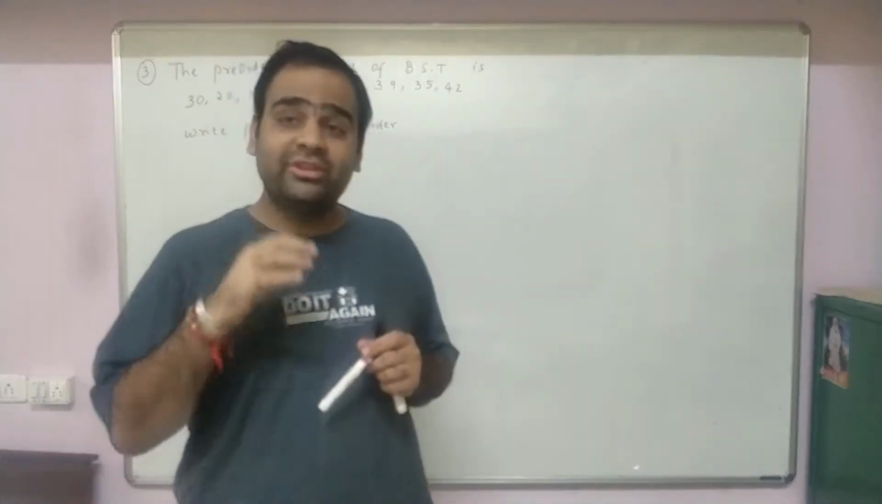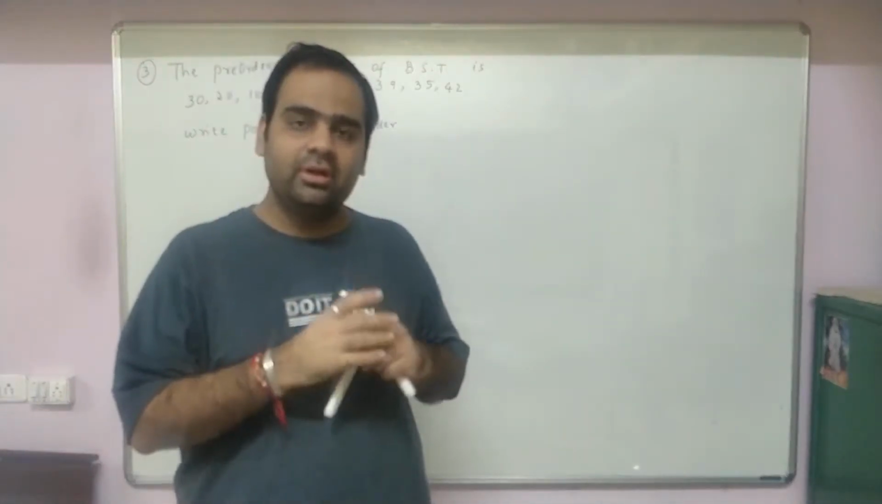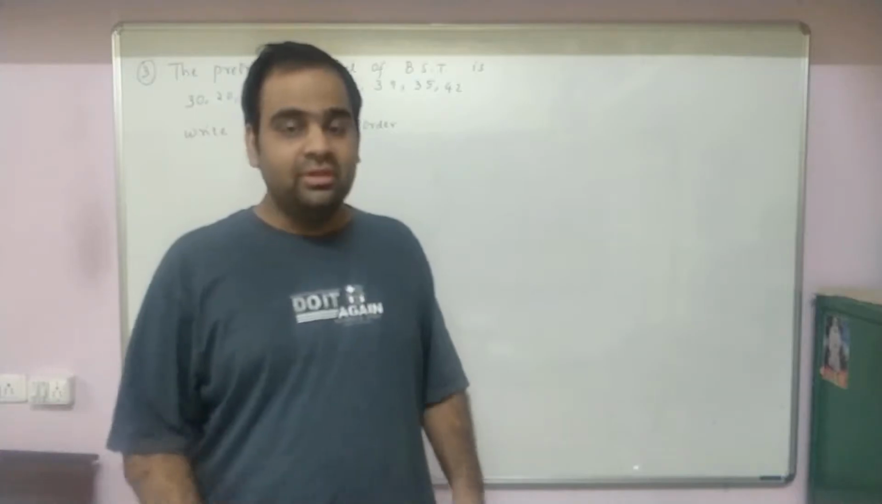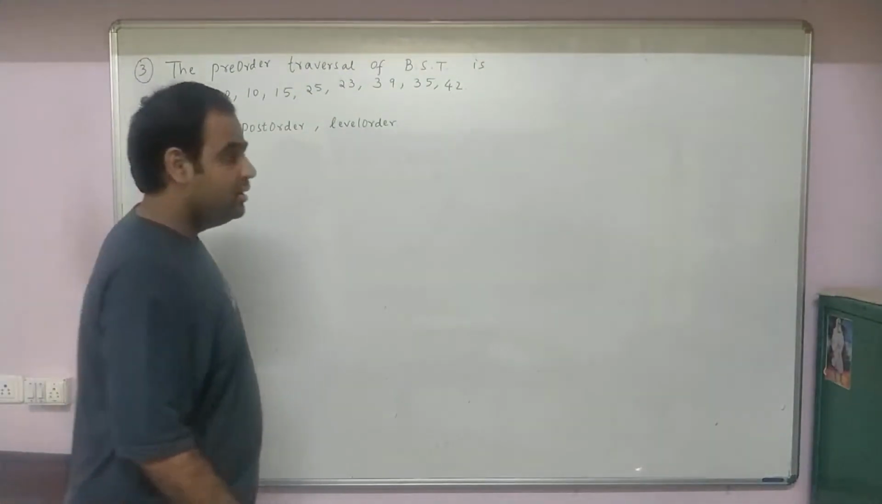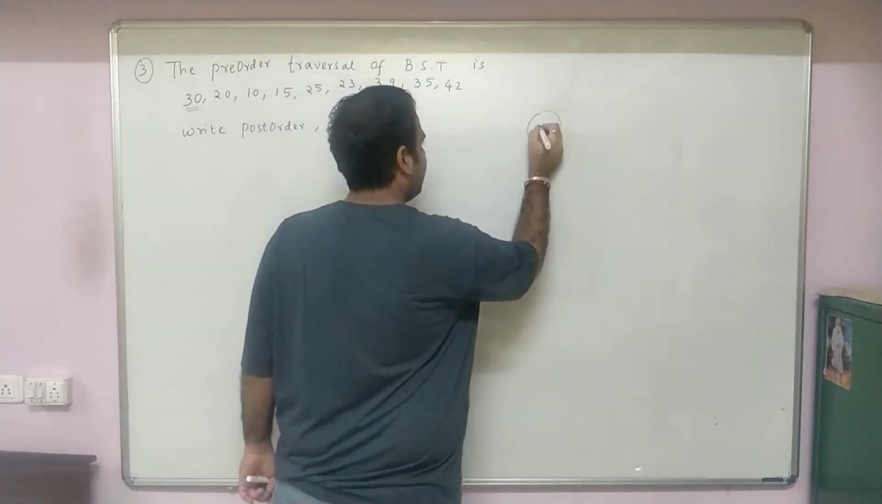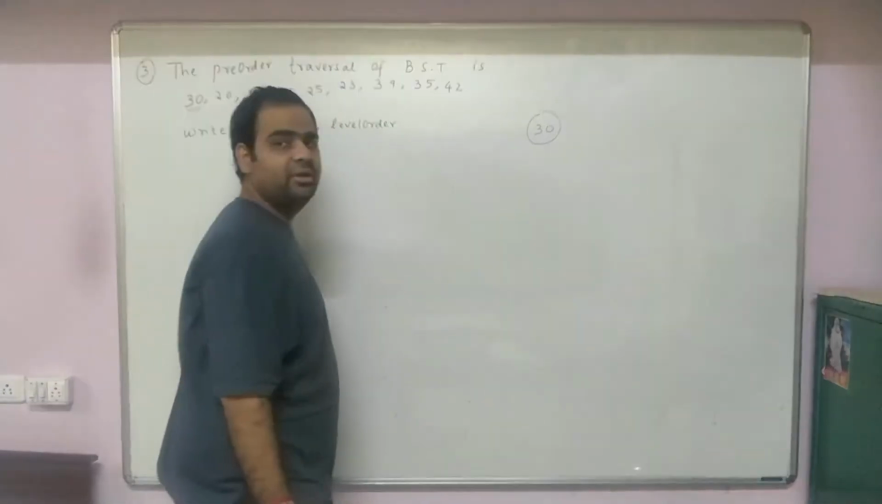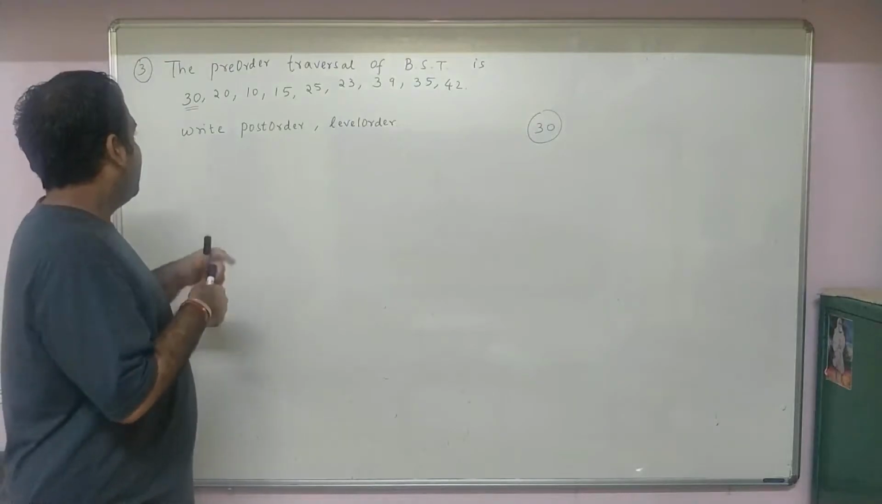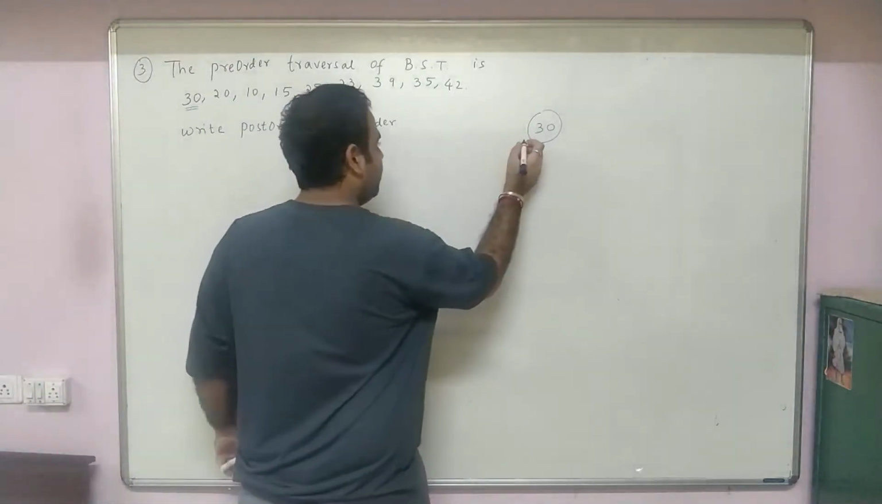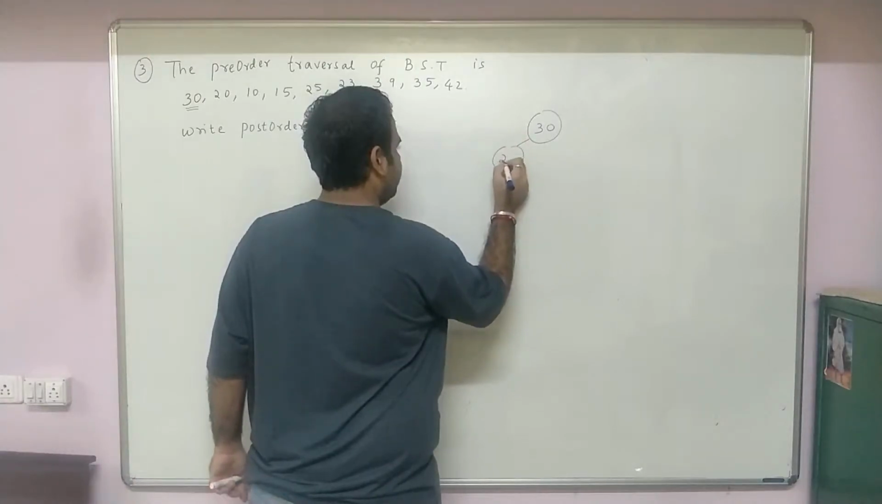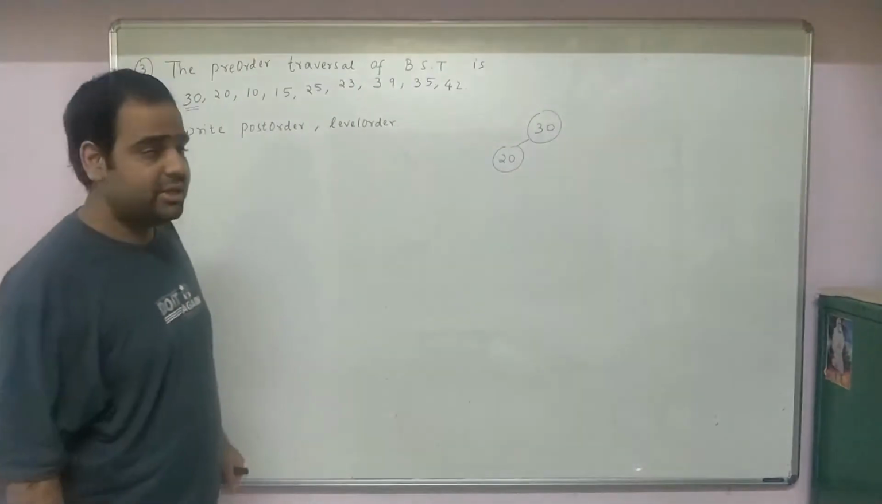Now, what is the first thing that is being processed in pre-order? It is the root. Therefore, the first element over here should be the root. Hence, what do I write over here? I write 30 because 30 will be the root. Now, the next element will be on the LHS subtree because it is 20. Therefore, 20 should be on the LHS subtree. It is a binary search tree as well.